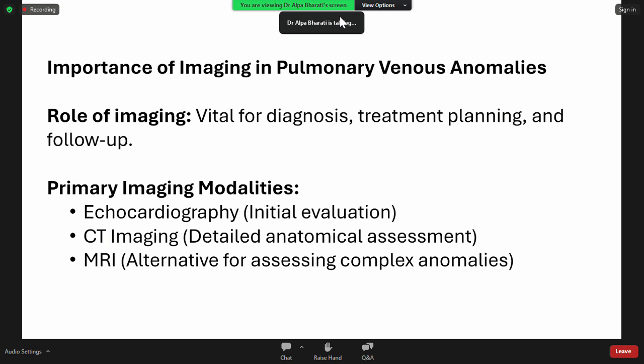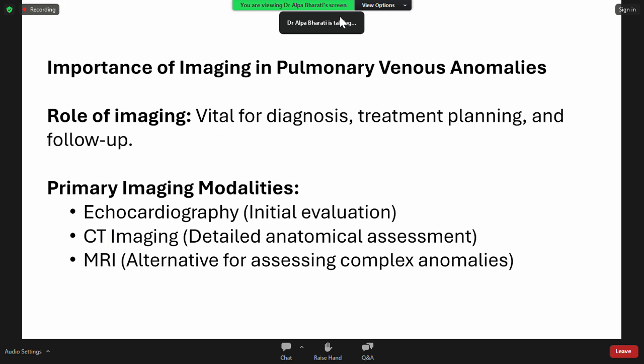Now, what is the importance of imaging? We all know it is vital for diagnosis, treatment planning, follow-up. With echo, mostly the diagnosis is made on the echo. CT comes for detailed anatomical evaluation, for confirmation of the diagnosis on echo, and for planning, especially in TAPVC with a common chamber, we'll come to that later. MR is not usually utilized because most of the time the diagnosis is made on CT and we are not really concerned so much with functional evaluation. So MR is limited when you have a PAPVC patient and you don't know whether you need to repair the PAPVC or not.